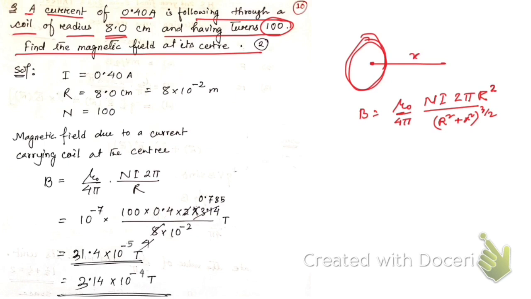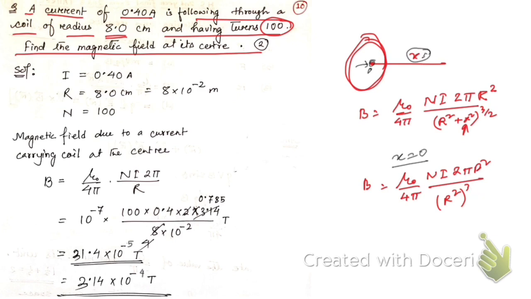Now you see, at the center x is equal to 0. So when x is equal to 0, we are taking this point. For x equal to 0, if you put 0 here, then B is equal to mu naught by 4 pi n i 2 pi r square over r square plus 0 square whole to the power 3 by 2. So that means r cube, it becomes r cube, and r square cancels r cube to give r.